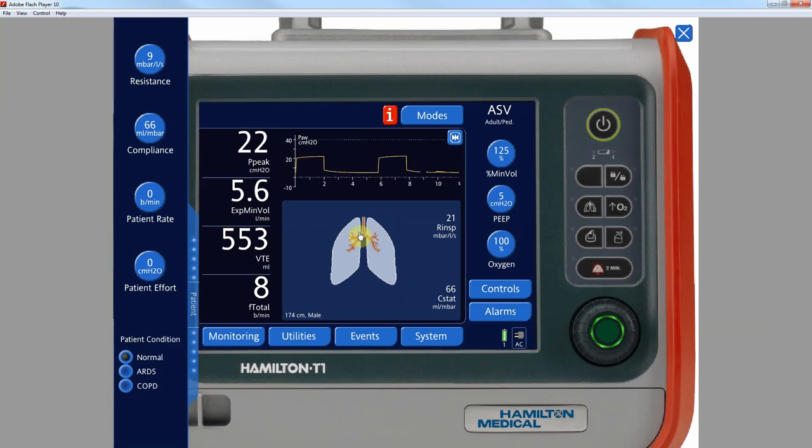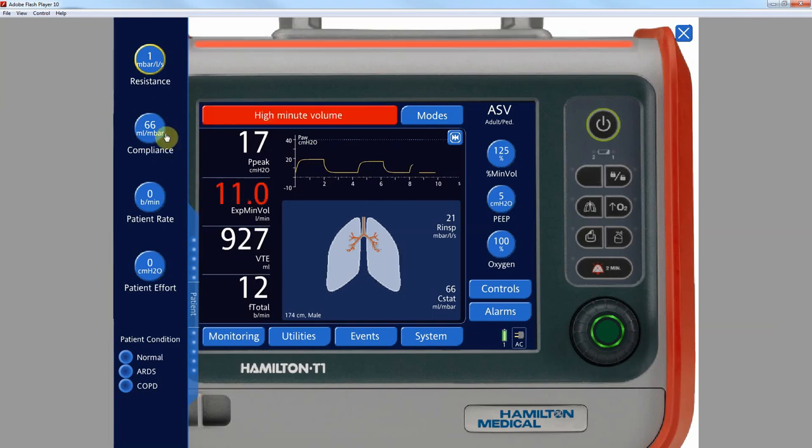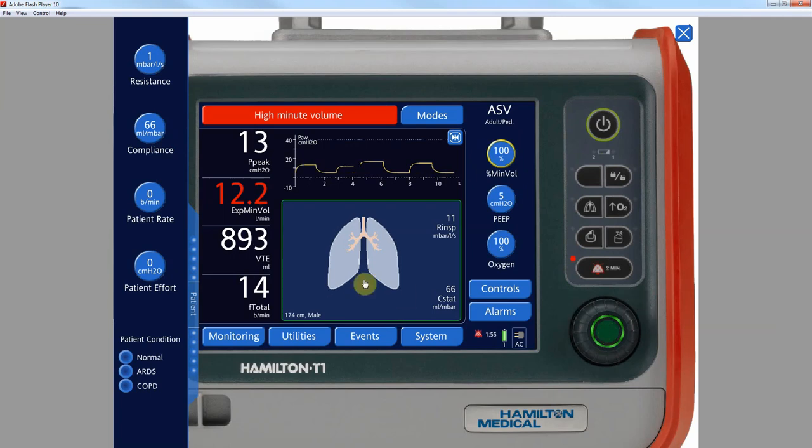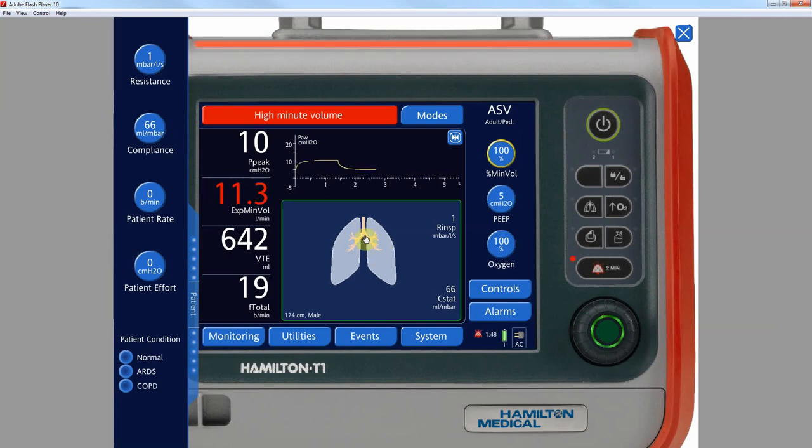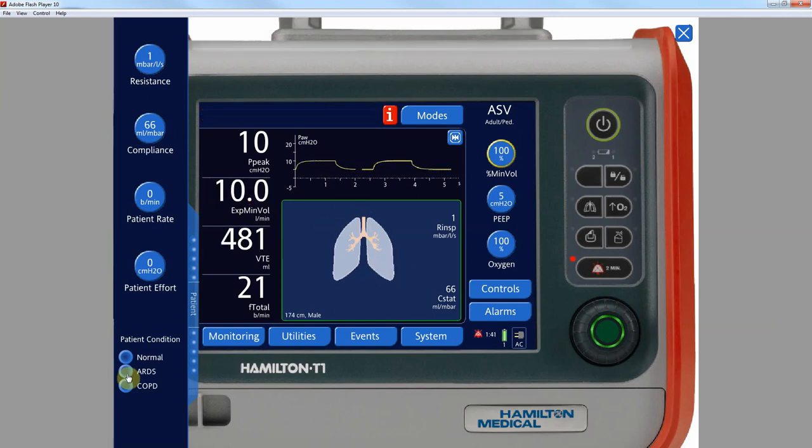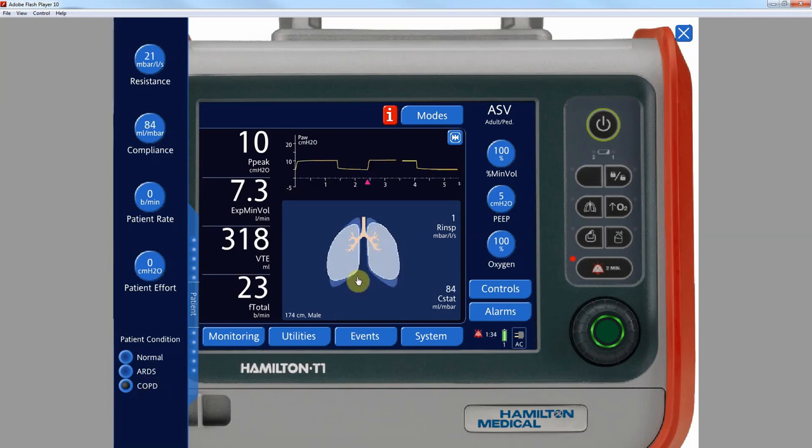And let me change this resistance. Let me turn it down. And you should see these red airways go away because there's not much resistance. Again, it might take a few breaths to change that. There you go. So there's not much resistance in the bronchioles. That red line has disappeared and we have normal lung compliance. Now in ARDS, the lungs change shape to a four-sided box. And in COPD, they're just floppy lungs.